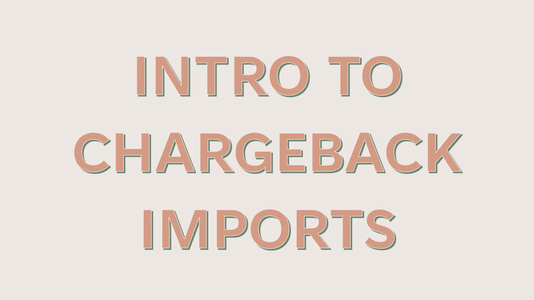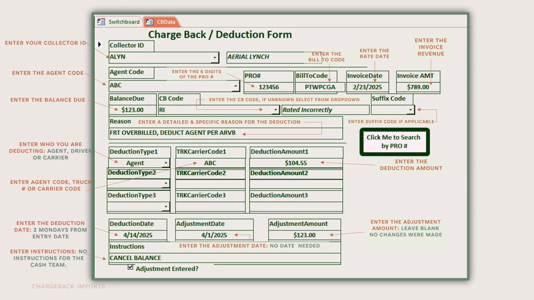When you have multiple adjustments or deductions, there's an alternative way to enter them into the chargeback database. The Chargeback Import Sheet is an Excel template that allows you to enter multiple adjustments into the chargeback database at one time. It is often used when there are several balances that need to be removed from the customer's aging. The chargeback import sheet will have a column for each field you see in the chargeback database. So let's dive in and check it out.